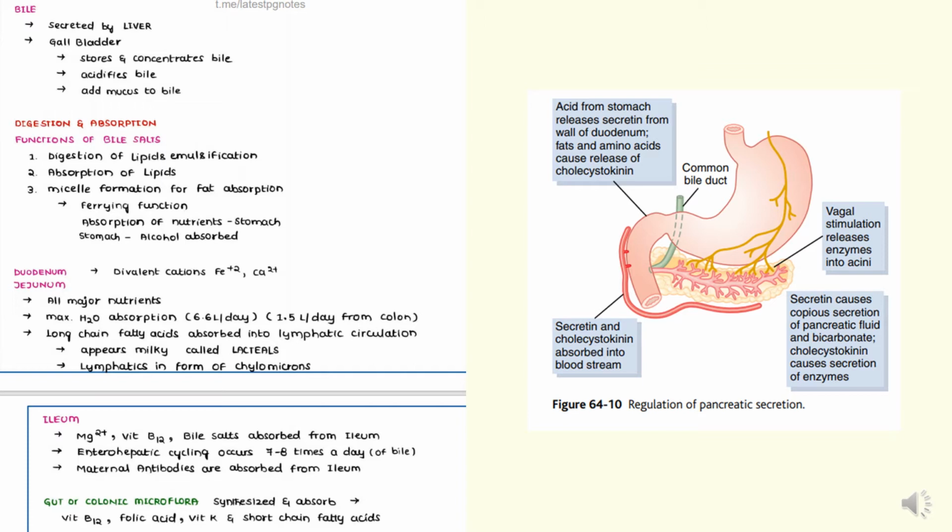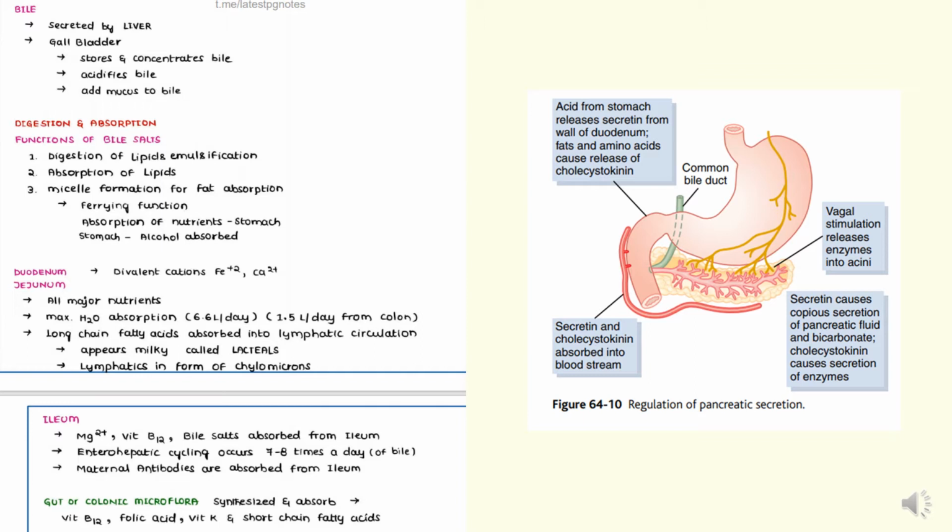Bile is secreted by the liver. The gallbladder stores and concentrates bile, acidifies bile, and adds mucus to bile. Digestion and absorption, function of bile salts: digestion of lipids by emulsification, and absorption of lipids by micelle formation for fat absorption. Function of the stomach: absorption of nutrients, and alcohol is absorbed.